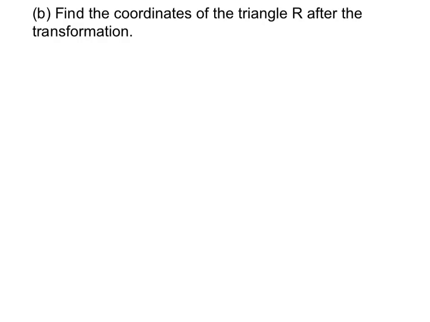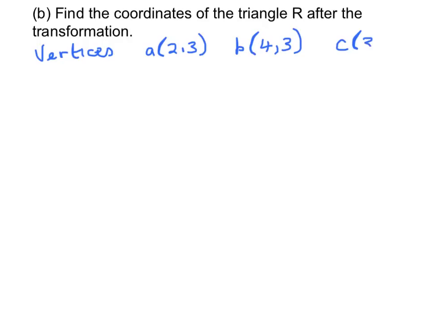So here's part B of the question then. You're asked to find the coordinates of the triangle R after the transformation. The vertices of R are A, which was 2, 3, B, which was 4, 3, and C, which was 3, 6. So they're the vertices of the triangle R.